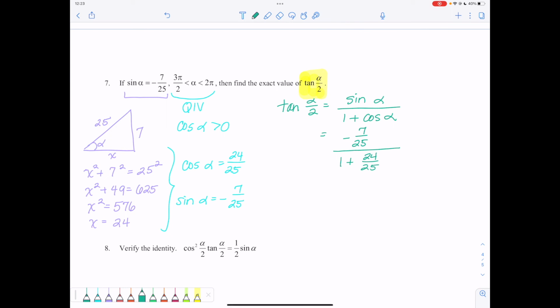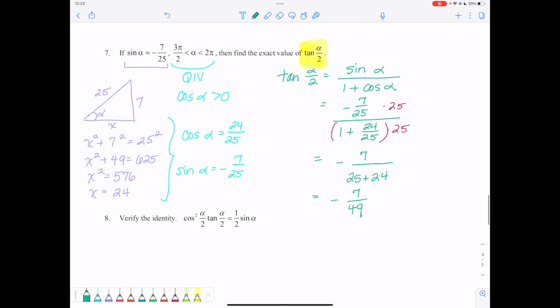It makes it really nice if we can just go ahead and clear these complex fractions right away. And so we have a negative 7 divided by 25 plus 24. And that's equal to negative 7 divided by 49, and that's equal to negative 1/7.